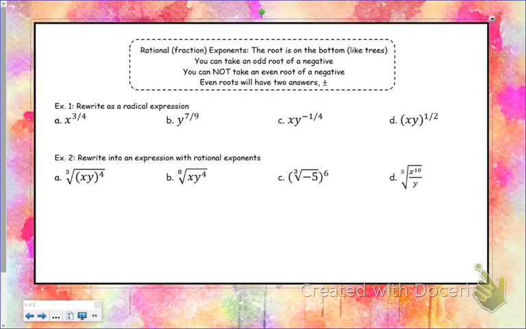So what we're going to look at a lot today are rational exponents. Okay, so rational, remember, we just did rational functions and those were fractions. So these are going to be exponents that are fractions. Whenever you have it, you're going to have a number at the top and a number at the bottom. The bottom number of that fraction is the root that we're taking. And I like to say is to think about the trees. The roots are at the bottom of a tree, right? So the root is the bottom number. So x to the 3/4 would be the 4th root of x cubed.